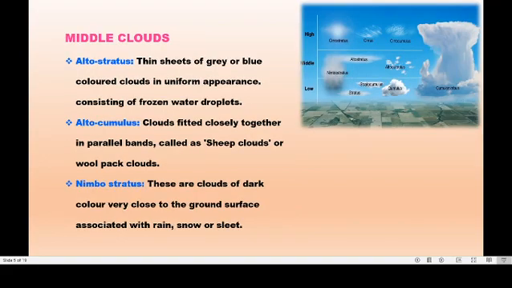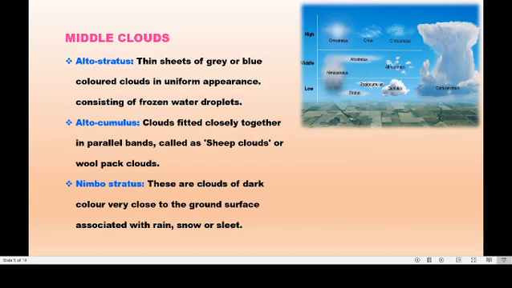But in the case of middle clouds, when these clouds combine with the lower clouds, they have the possibility to give rainfall, and they are associated with rain, snow, or sleet. There are three different types of middle clouds: altostratus, altocumulus, and nimbostratus. All these names are given because of their shape and structure. Altostratus looks like thin sheets of blue or gray color, and its structure is very thin.